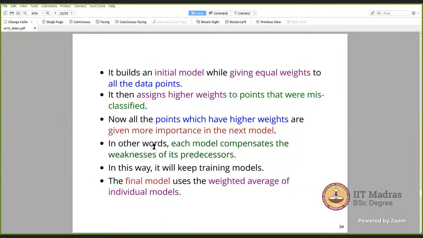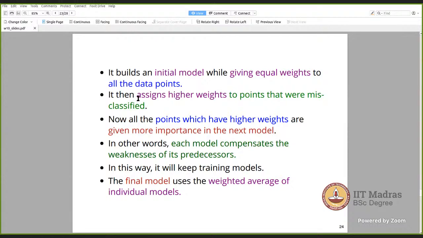Yeah, okay. So it builds an initial model while giving equal weights to all the data points. So let's say we have 20 data points, we'll assign 1/20 to each of the data points. They should sum up to 1. So that's the kind of weight that we assign. And then we will fit the first estimator.